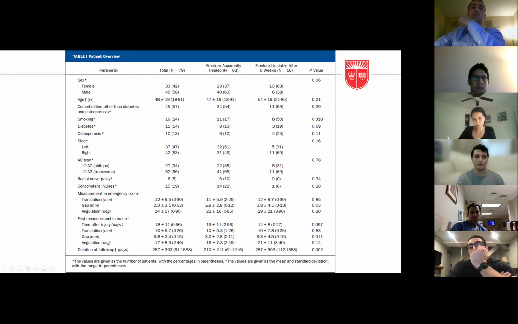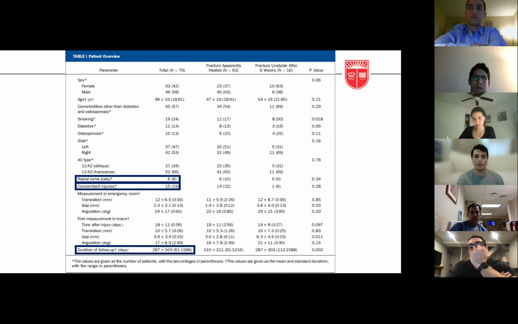So here's the overview of the patients. There are just a few things I wanted to point out. Overall, the rate of radial nerve palsy was 8% in the population, and like Dr. Kant mentioned earlier, all these patients went on to have their radial nerve palsies resolved upon follow-up. 19% had concomitant injuries in another area. The duration of follow-up here was also on the shorter end, about 11 weeks median.